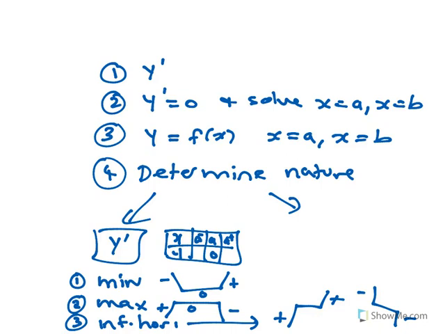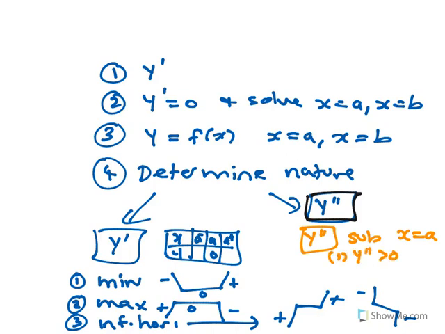Okay. The new option now is if we look at y double dash. Now, y double dash is actually quite easy to find sometimes, because it's very often, in order to find it, it's really quick and easy just to differentiate again. So if you differentiate again, and then you sub in your stationary point, let's just say at x equals a, if y double dash is greater than 0, it will be a minimum turning point. If y double dash is less than 0, it'll be a maximum turning point. And if y double dash equals 0, then it will be a horizontal point of inflection.